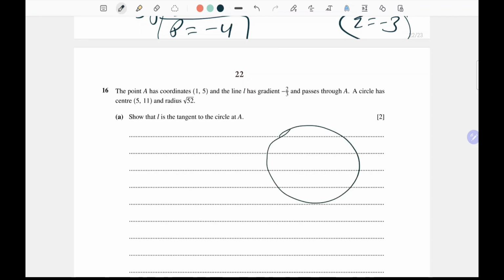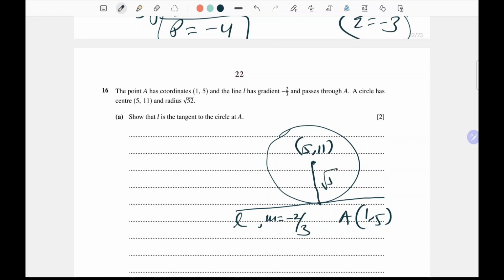So let's draw a circle. Point A is 1, 5, and the line has gradient. Show that L is tangent. Okay, this line has gradient -2/3. A circle has center 5, 11, and radius is √52.